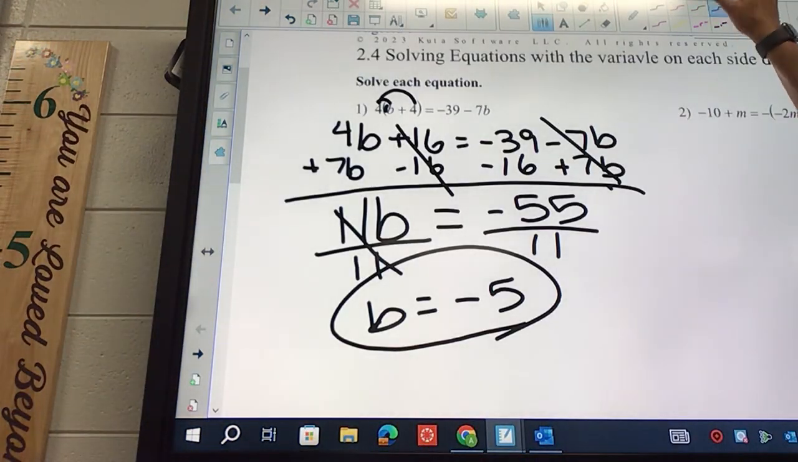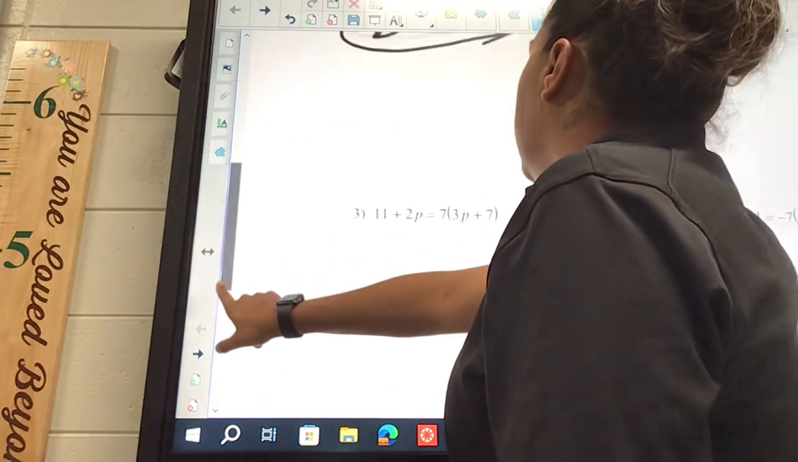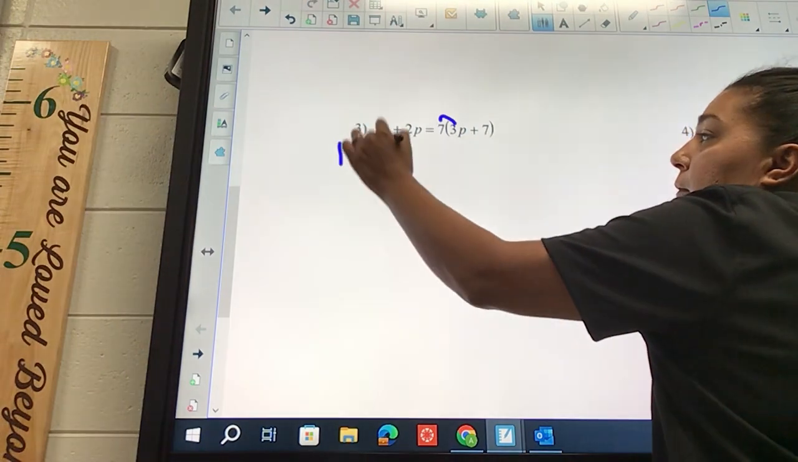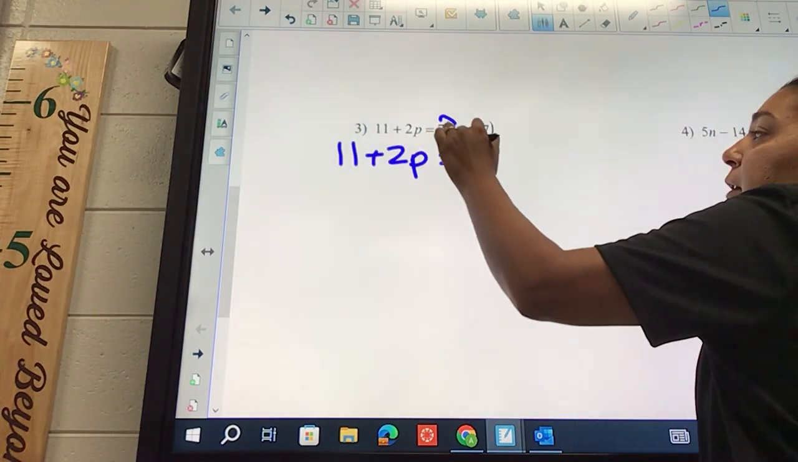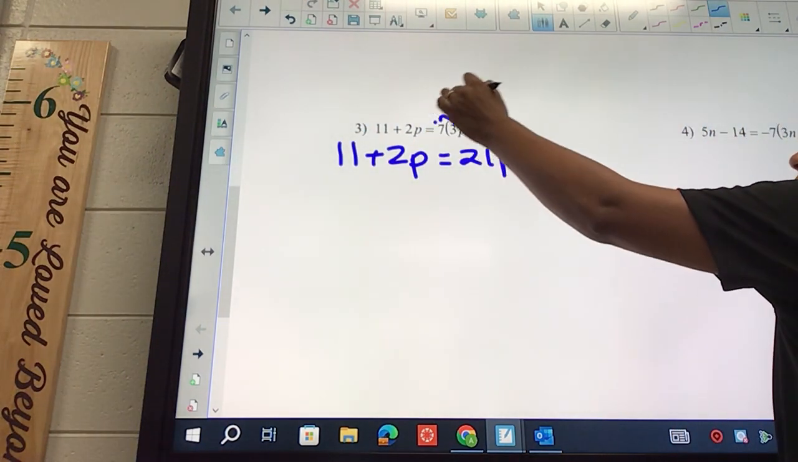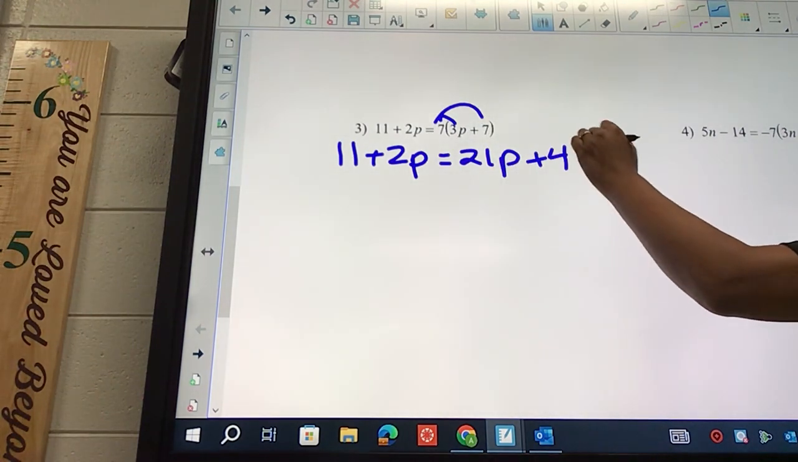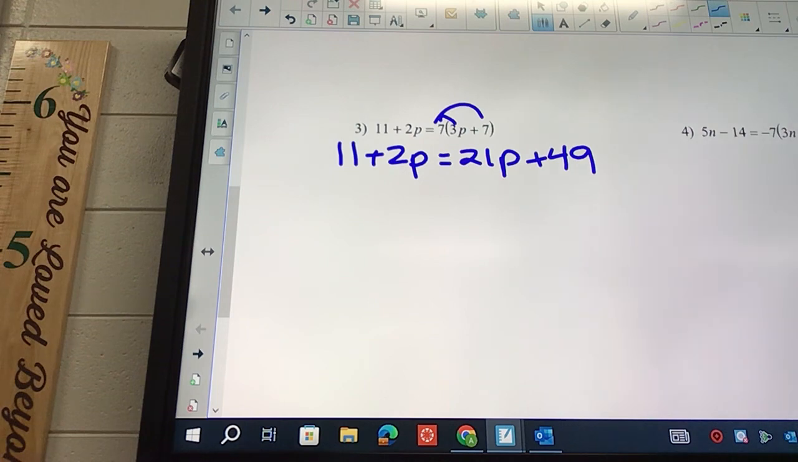Okay, look at the next one. We're gonna go ahead and distribute. So 7 times 3 is gonna be 21p, and then 7 times 7 is gonna be 49. Okay, I have 2 pieces on the left and 2 pieces on the right, so that checks out. What needs moved?